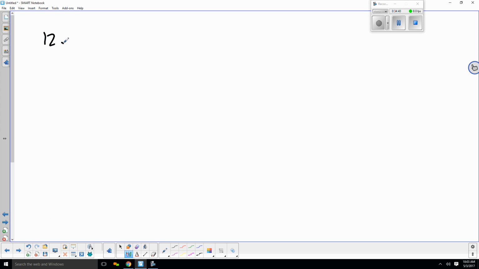Continuing on to number 12. The perimeter of a rectangular play area is 216 feet. Identify the possible dimensions for the play area. Now they gave us 6 that we need to go through and work. So you're just going to have to plug in to your formula.